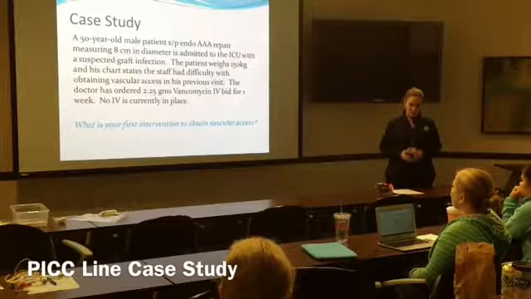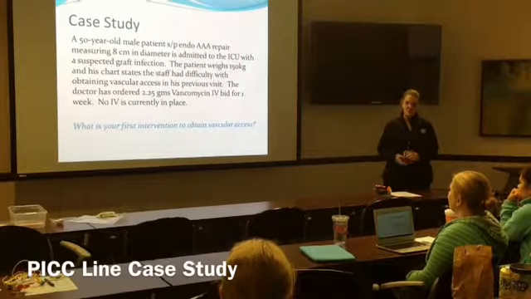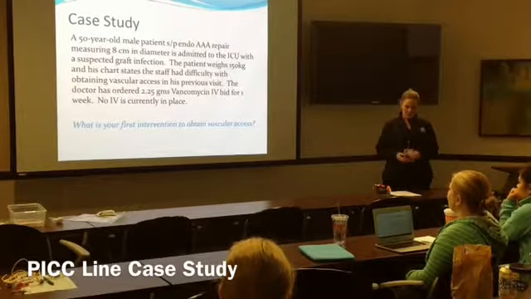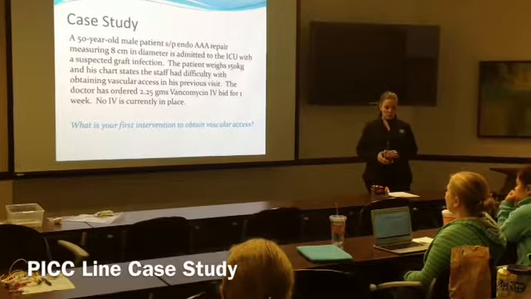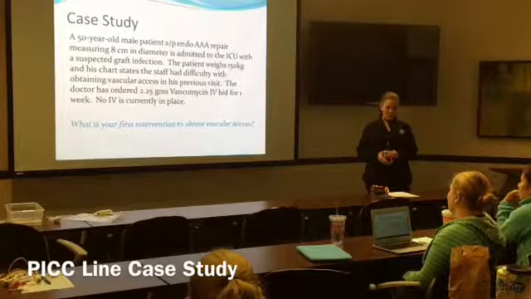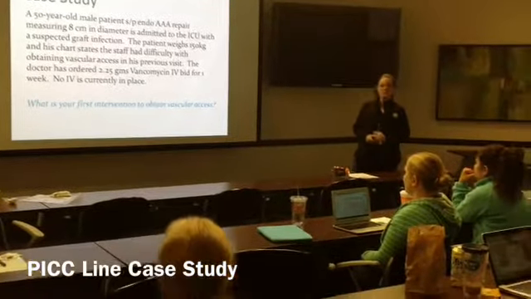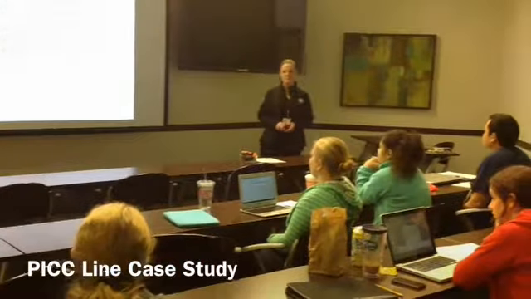The patient weighs 150 kilos, and his chart states the staff had difficulty with obtaining vascular access in his previous visit. The doctor has ordered 2.25 grams of vancomycin IV twice a day for 1 week. No IV is currently in place. So what is your first intervention to obtain vascular access?